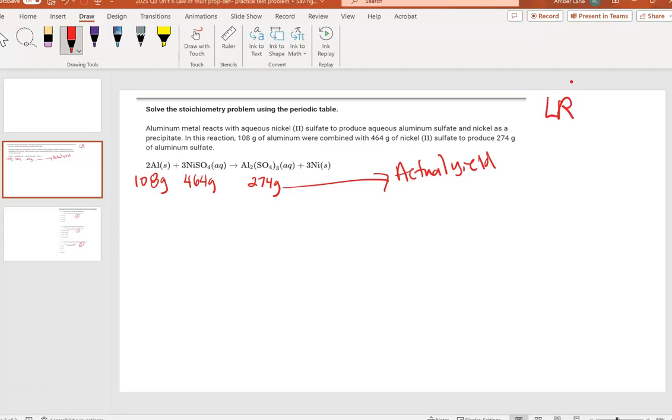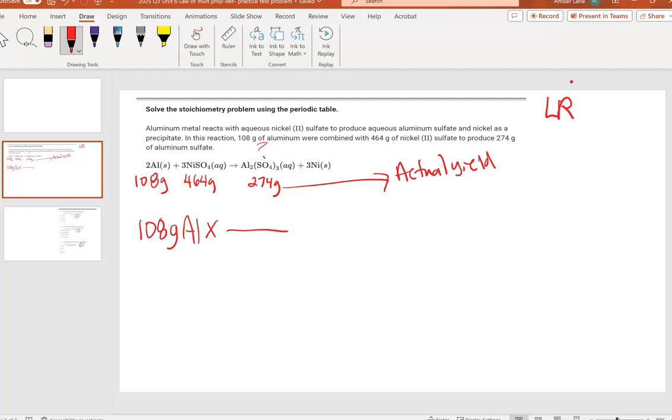Okay, so we need our periodic table. I'm going to start with aluminum. So I'm going to say 108 grams of aluminum. Now, since they've given us our actual yield of aluminum sulfate, both of my stoichiometry problems are going to go to aluminum sulfate. So I'm going to convert 108 grams of aluminum to moles of aluminum sulfate. And then we'll stop there to figure out the limiting reactant. And then we'll go one step further to figure out the theoretical yield. Save you a little bit of work.